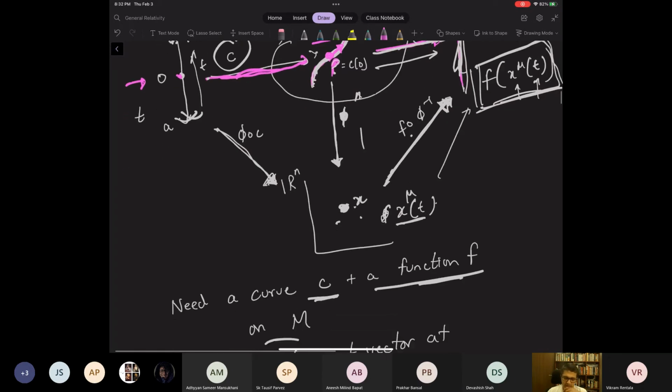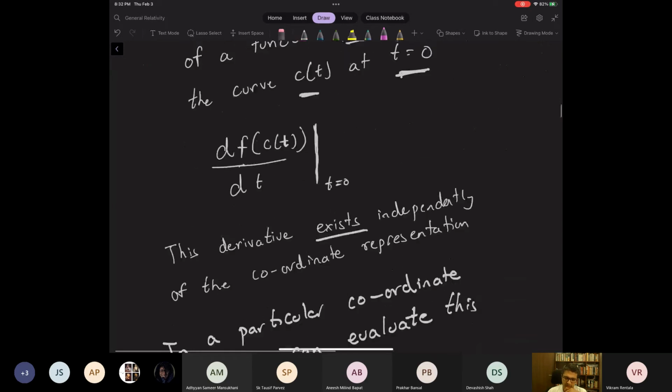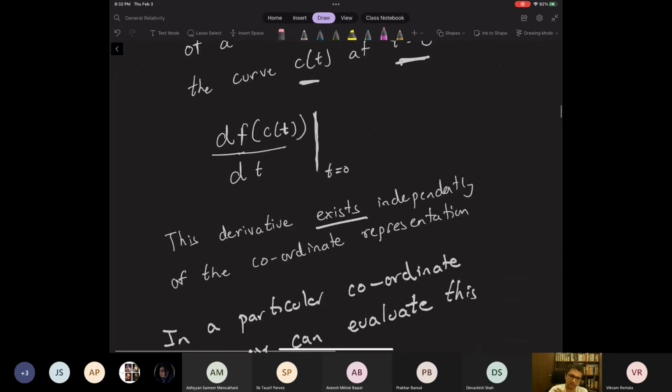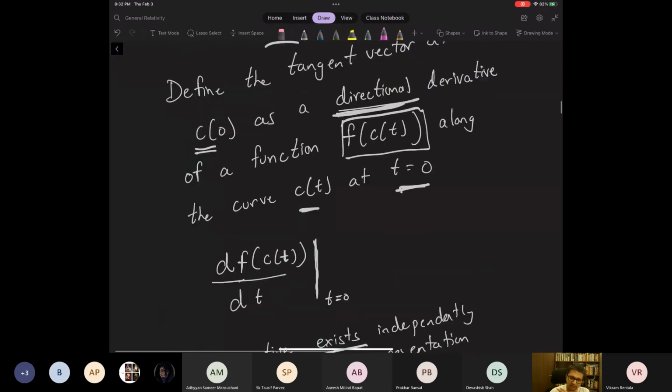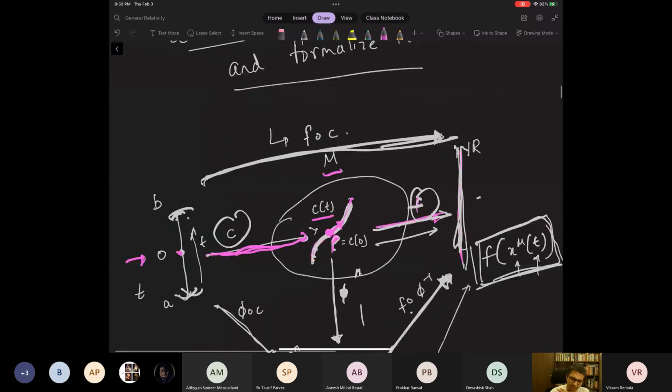Let me just do that definition and then we'll stop for today. So we'll define this notion of this directional derivative. So this f of C of t, if I think about it directly, this is f of C of t.